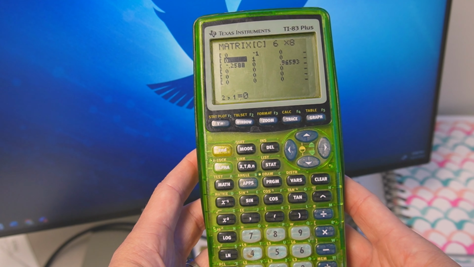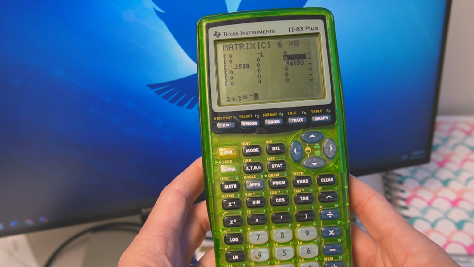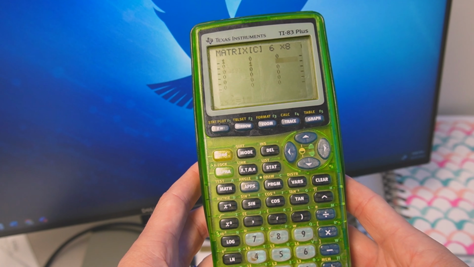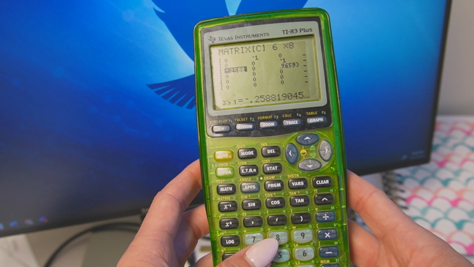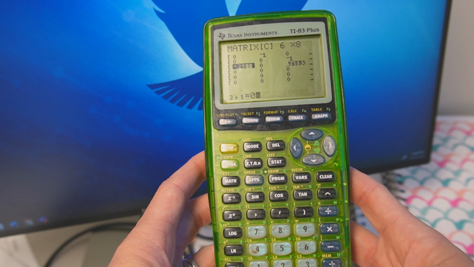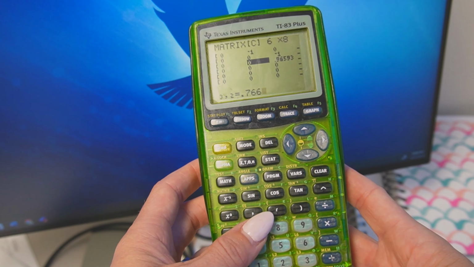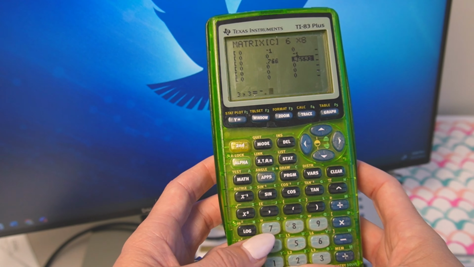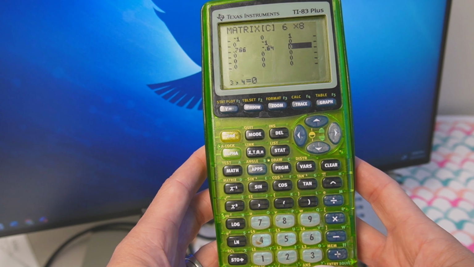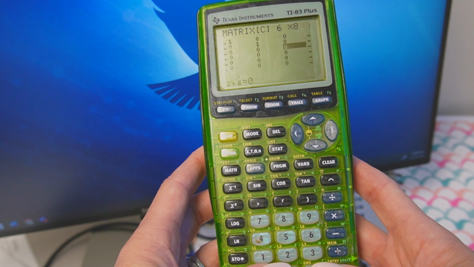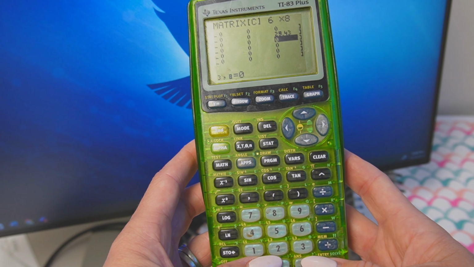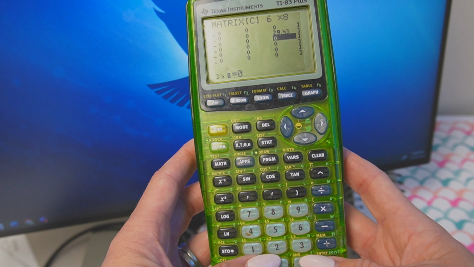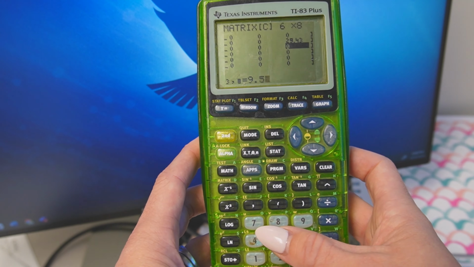Our next row is going to be 0, 0, negative 1, 0, 1, 0, 0, 29.43. Then we have 0.766, negative 0.64, 0, 0, 0, 0, and in the last column we have a 9.5.